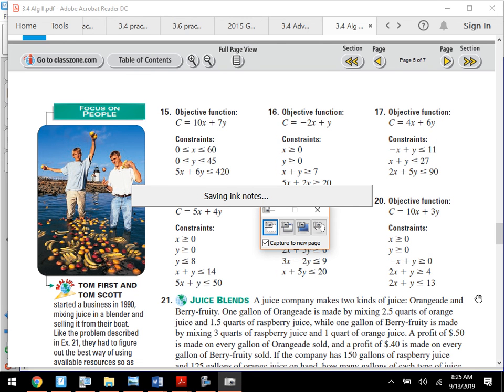Like this, x is between 0 and 60, what does that mean? You're bound between 0 and 60. When you're between 0 and 45, you're 0 and 45. This makes right away a rectangle.